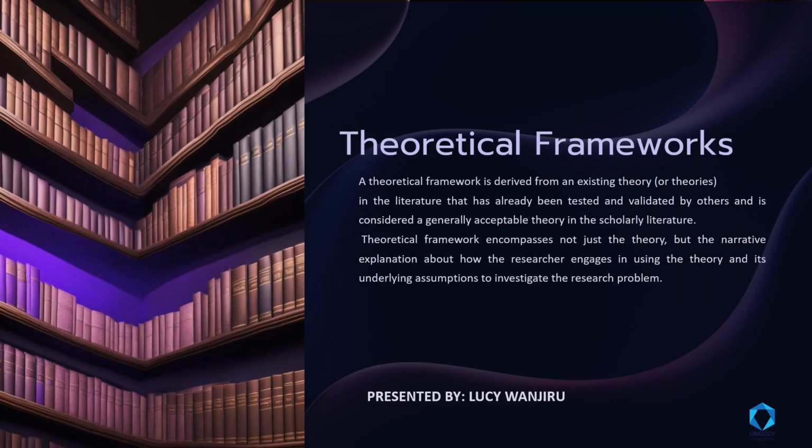The theory is derived from an existing theory or theories in the literature that has already been tested and validated by others. It's a generally acceptable theory by scholars, all right? So the theoretical framework does not only consist of a theory, but you also have to give a narrative that explains how the researcher engages in using the theory and its underlying assumptions to investigate the research problem.